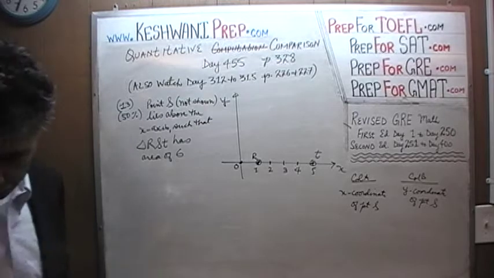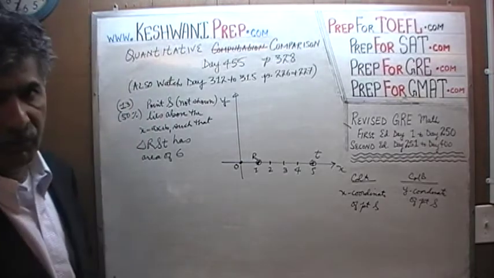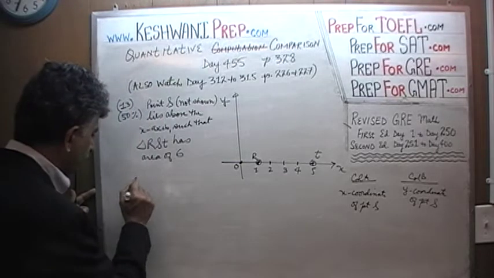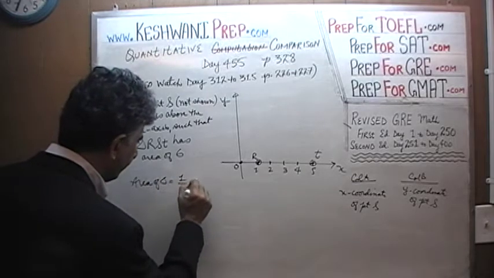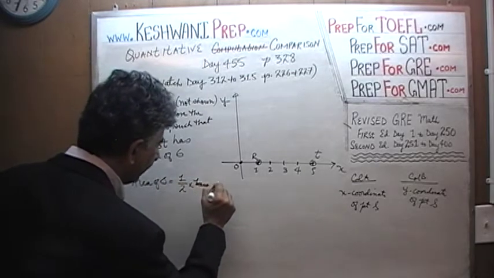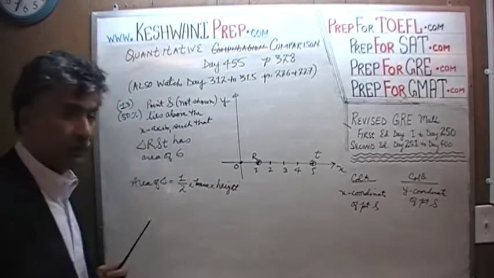Okay, here we go. How do we find an area of a triangle? Pretty straightforward, simple question. The area of any triangle is simply 1/2 base times height.